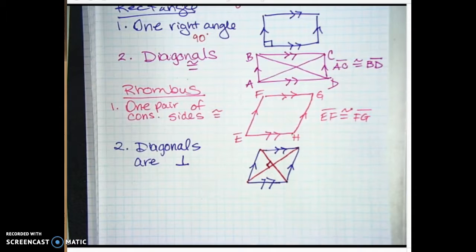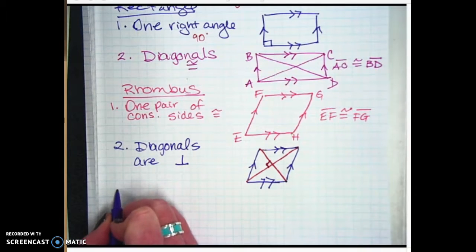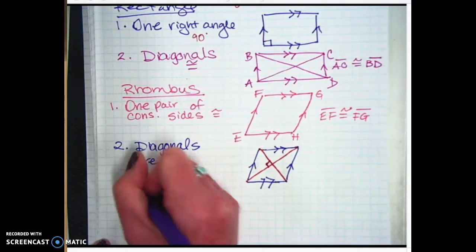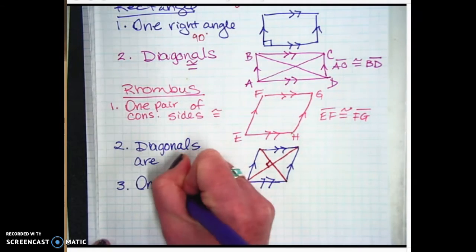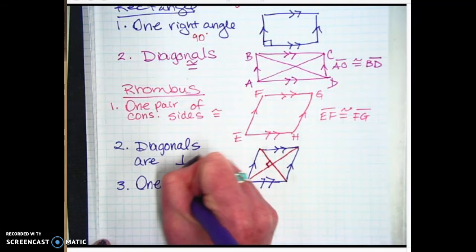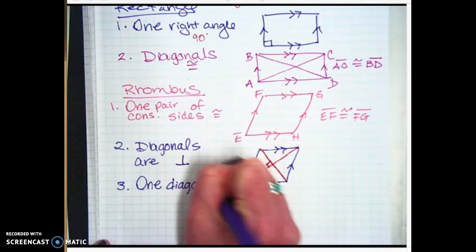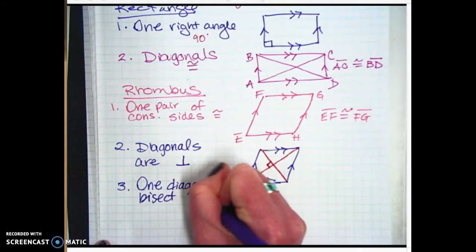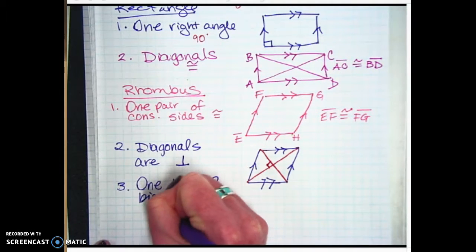Okay. On a rhombus, there's one more. The third condition that will prove that your parallelogram is a rhombus is that one diagonal will bisect the opposite angles.